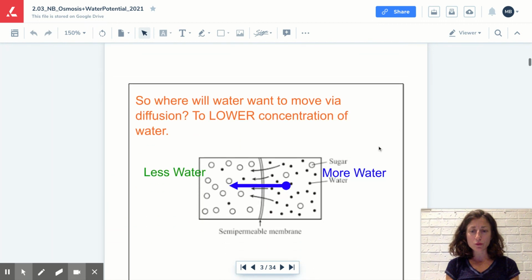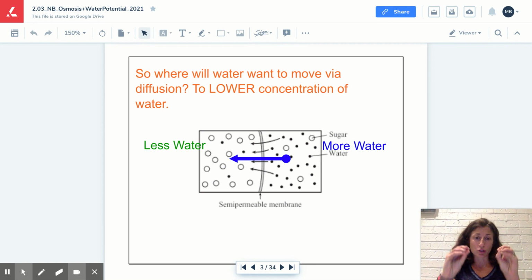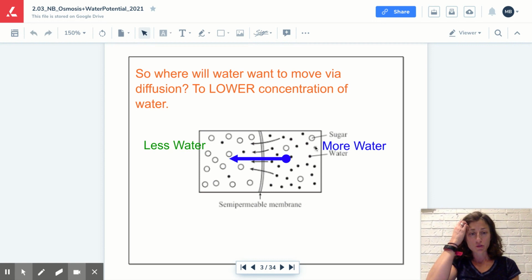Great. So you should have seen that there's more water on the right side, those small dots, because they show that there's more of them here, and there's less sugar. There's more sugar here and less water. So where do we think water is going to move via diffusion? It's going to move to a lower concentration of water, okay? Diffusion happens, you go from high concentrations to lower concentrations. So water is going to move across this semi-permeable membrane from higher concentrations of water to lower concentrations of water, okay?